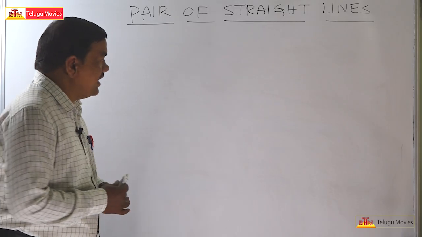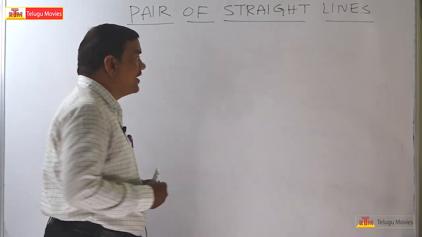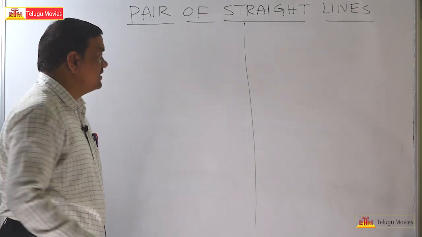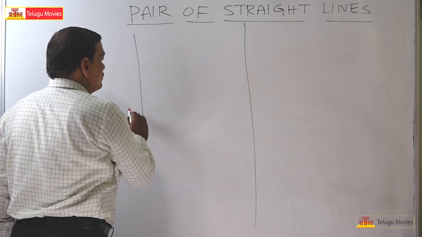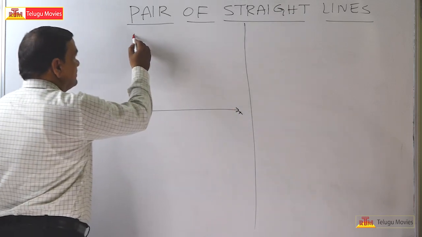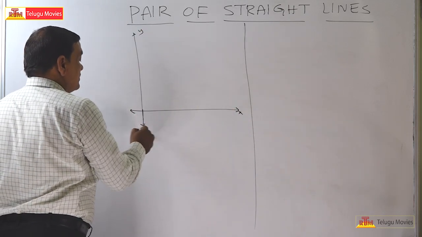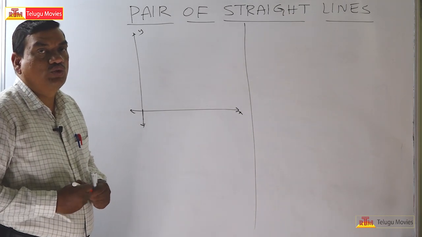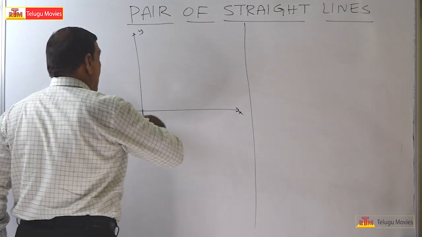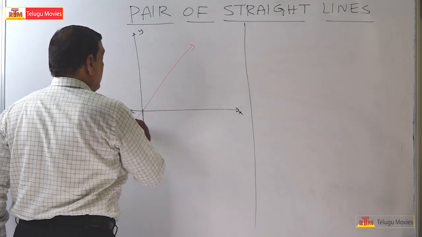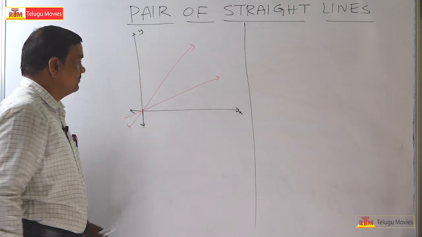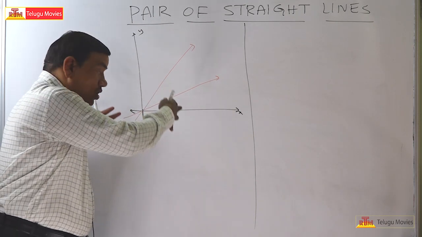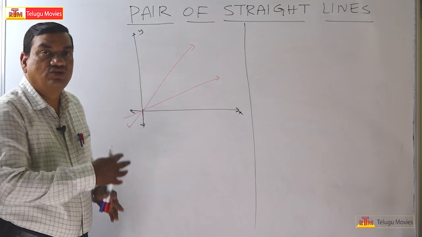Dear students, here we will get two cases. Let us take a coordinate system, that is, the x-axis and y-axis. The first case is, let us see that the two lines pass through the origin. So this is the first line and this is the second line. The two lines pass through the origin. So this is one set of equations we will get.